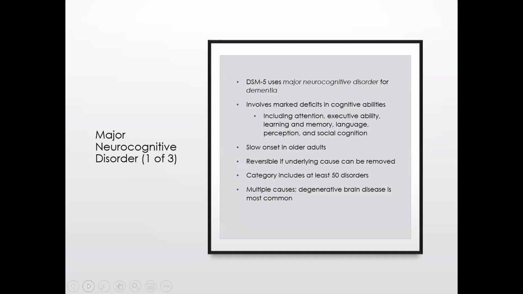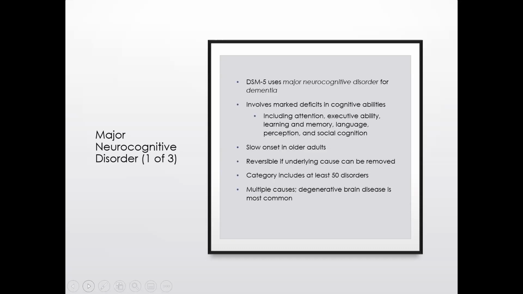Dementia usually does involve marked deficits in cognitive abilities. They might struggle with attention, executive ability, learning, memory, language, perception, and social cognition. I've watched multiple documentaries that have talked about Alzheimer's and early symptoms of dementia, and oftentimes they talk about not being able to remember specific words. So it might be that tip of the tongue phenomenon. They might be trying to think of the word spoon, and they just can't grab it. They might say, that silver thing that's hard that you eat with. They might be able to describe it, but they can't quite find the word for that tool.